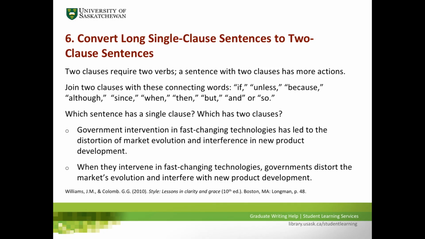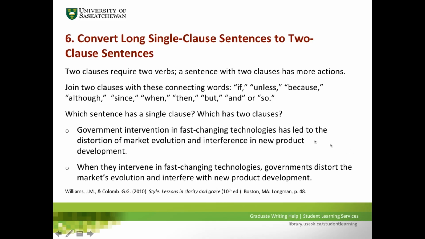So let's look at two versions of a sentence and see which has a single clause, which has two clauses. Government intervention in fast-changing technologies has led to the distortion of market evolution and interference in new product development. When they intervene in fast-changing technologies, governments distort the market's evolution and interfere with new product development. So you can see that the first sentence here is the one with a single clause, and the second has two clauses. And just that change means that the first sentence has just one verb, has led. And the second one has several verbs: intervene, distort, and interfere.